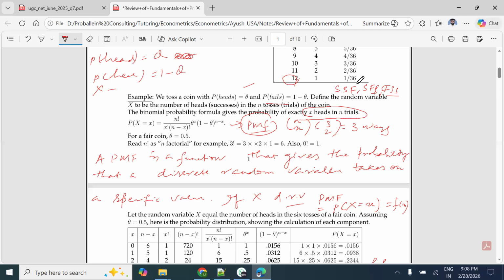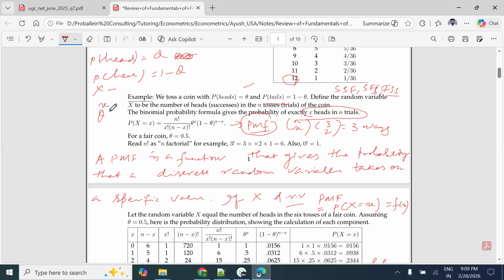So theta to the power x is the probability of getting exactly x successes. And (1 minus theta) to the power n minus x is the probability of getting the remaining n minus x failures.